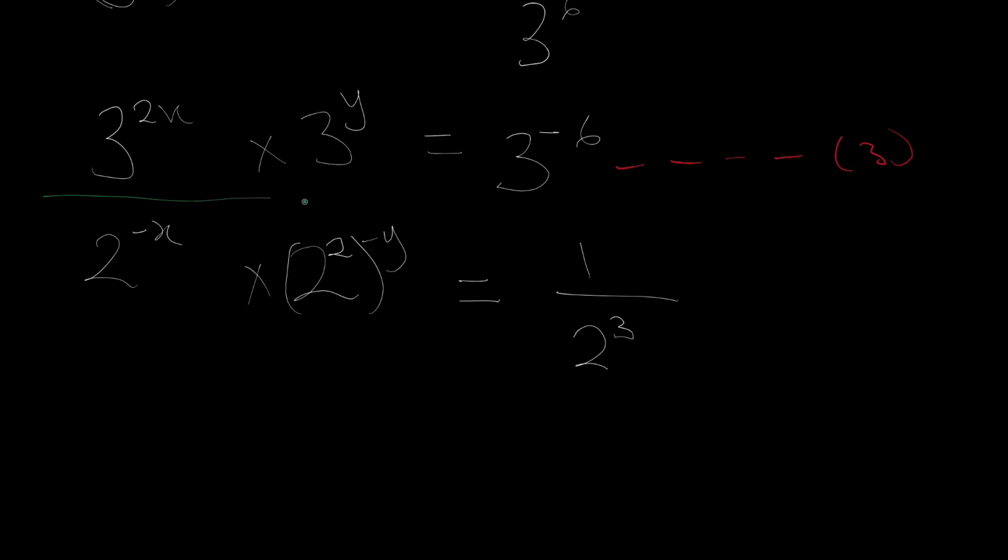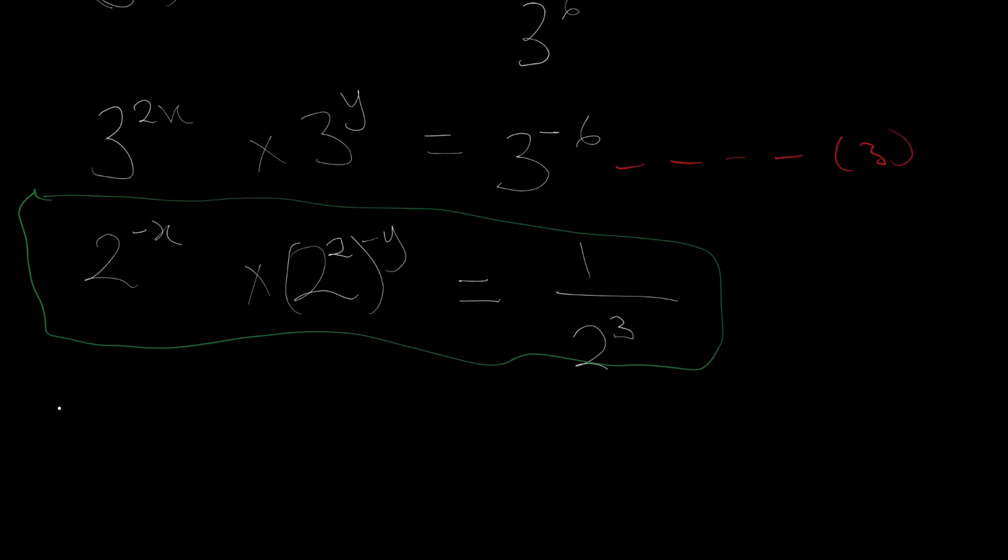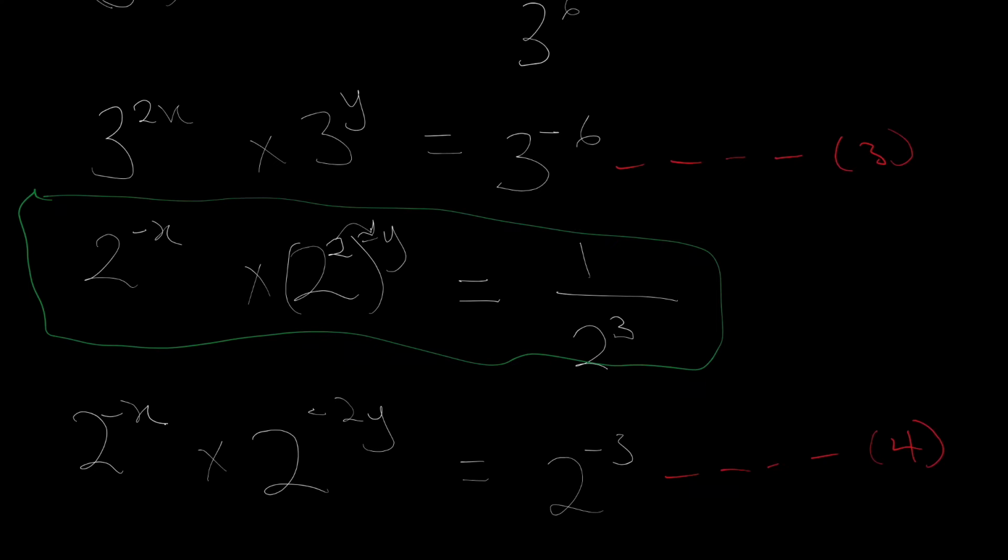Now this whole equation can be written as 2 raised to the power negative x times 2 raised to the power, this multiplies this, we have negative 2y, is equal to 2 raised to the power negative 3. So this equation becomes our equation 4.